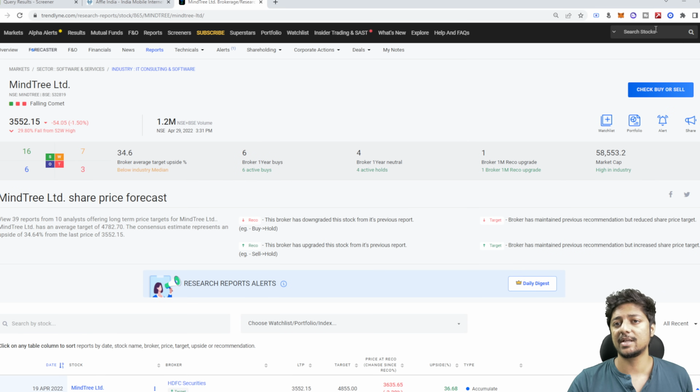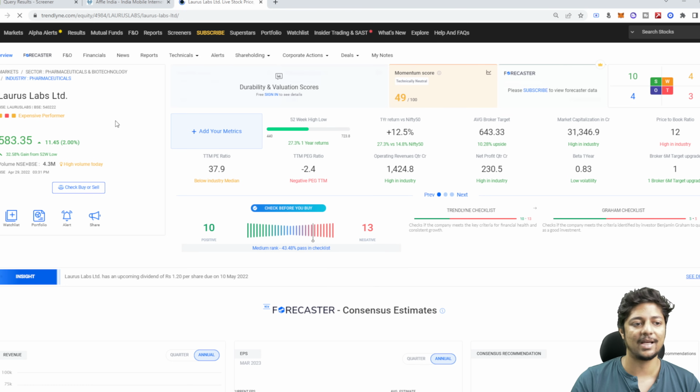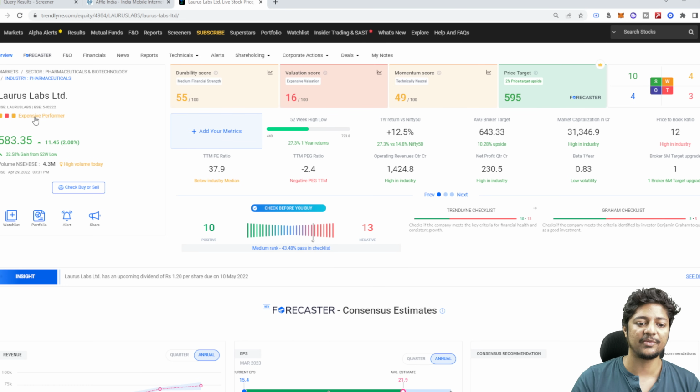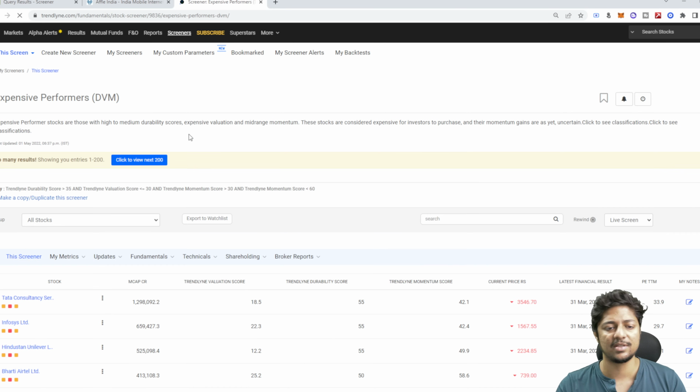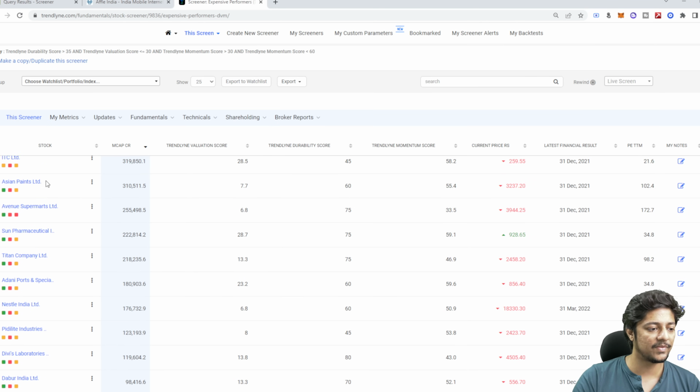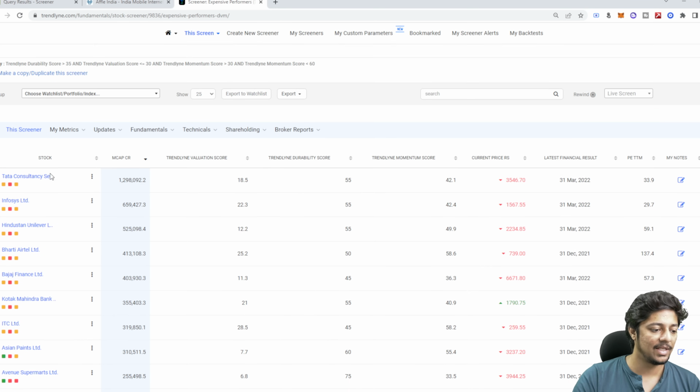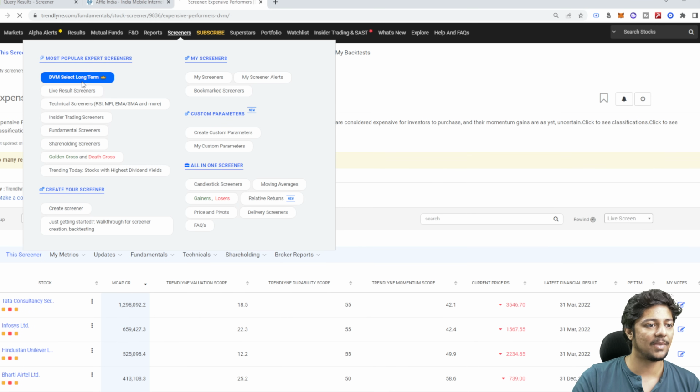So for example, there is something called expensive performers. Let me show you something. Lotus Labs is considered an expensive performer. Let me check if there are more expensive performers like this. You'll see all of these companies are expensive performers here. These are one. Apart from that, there are some other screeners as well.